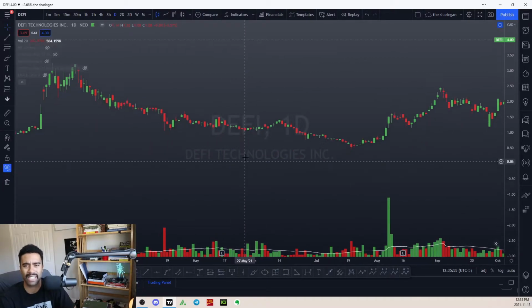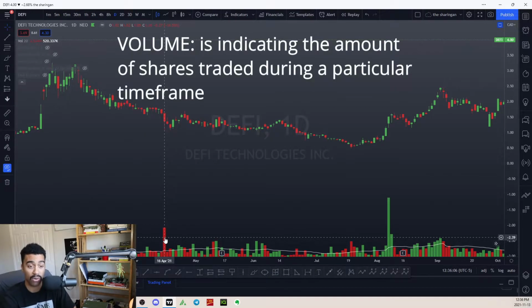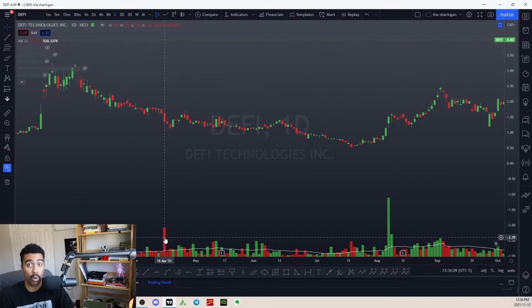Now, what are these candles telling us? Well, simply, these volume nodes at the bottom are telling you the amount of shares that were traded that day. This one's red. The red one is telling you there was more selling that day than there was buying. The green ones tell you there was more buying than selling. So it's very simple. This white line above is the 20-period average. The time frame I'm using is the daily, so this is the 20-day average of volume.